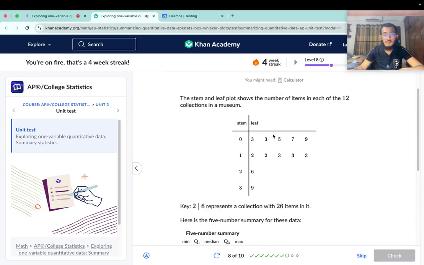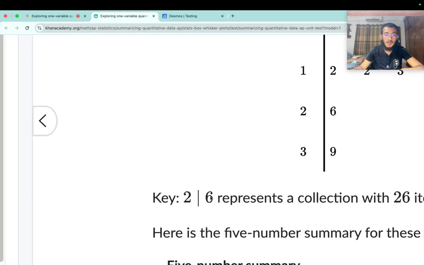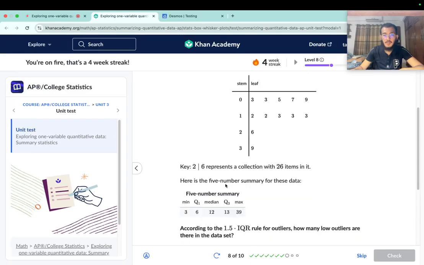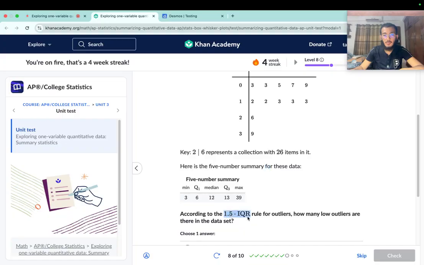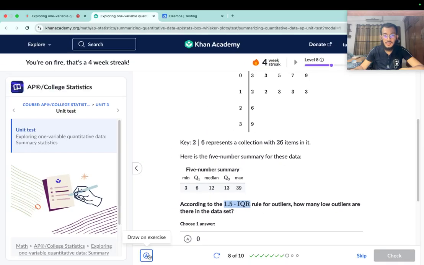Okay, the stem and leaf plot shows the number of items in each of the 12 collections in the museum. 2 bar 6 represents a collection with 26 items in it. Here's a five number summary for this data. According to the 1.5 times interquartile range rule for outliers, how many low outliers are in the data set?